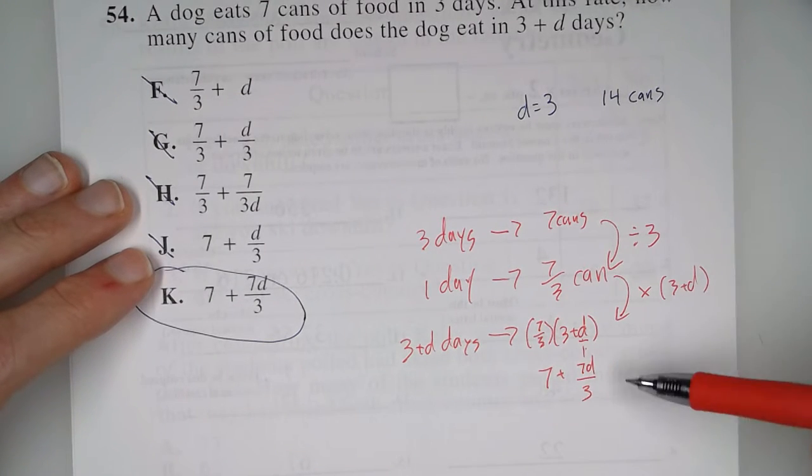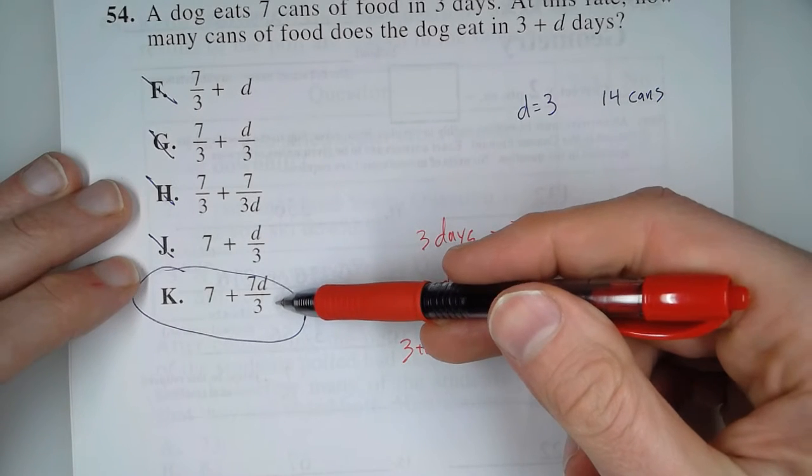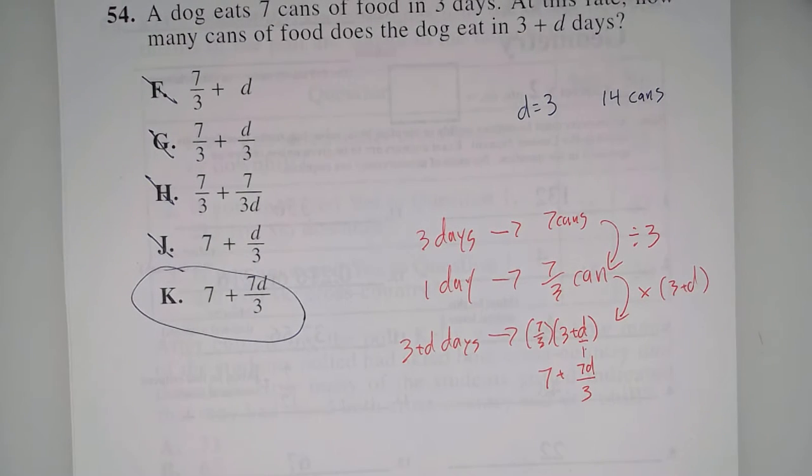And so that's another way of thinking about why this is the number of cans a dog eats in 3 plus D days.